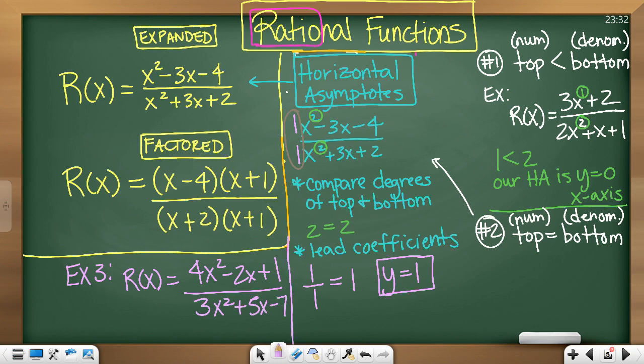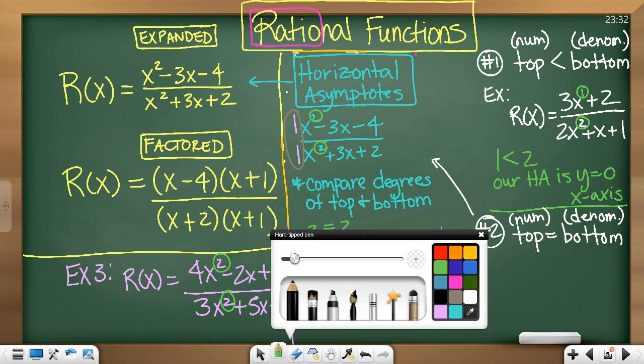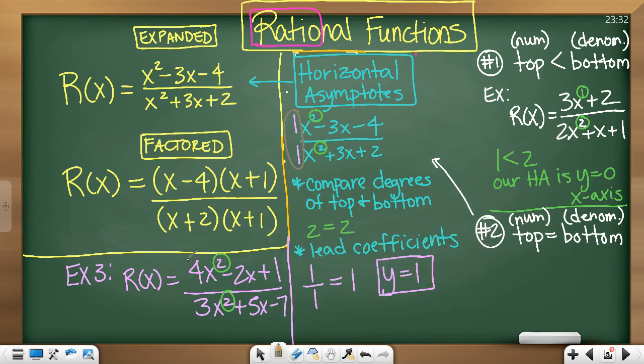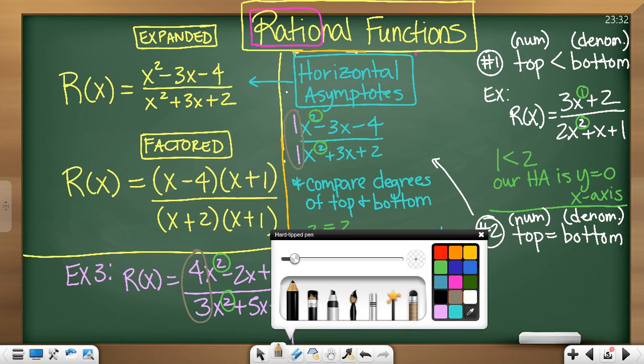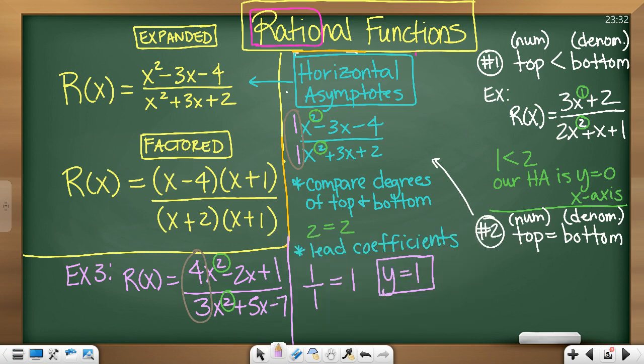Once again, I'm going to compare the degree of the top to the degree of the bottom. Those are both equal, which means I use my lead coefficients. Look at my lead coefficients here: 4 over 3 this time. So my horizontal asymptote here is at y equals 4 over 3. So what you see on this slide is how you do the horizontal asymptotes.